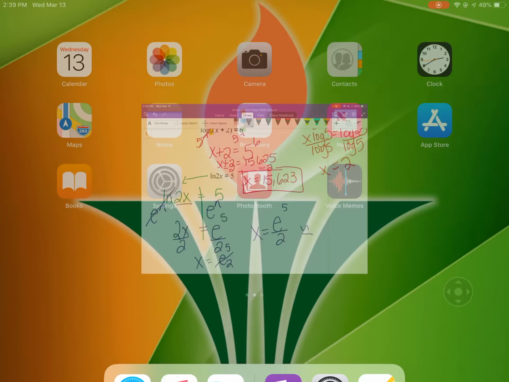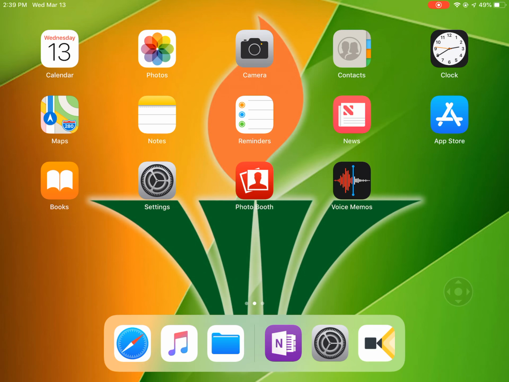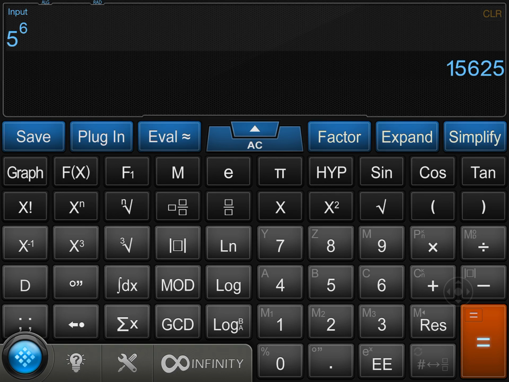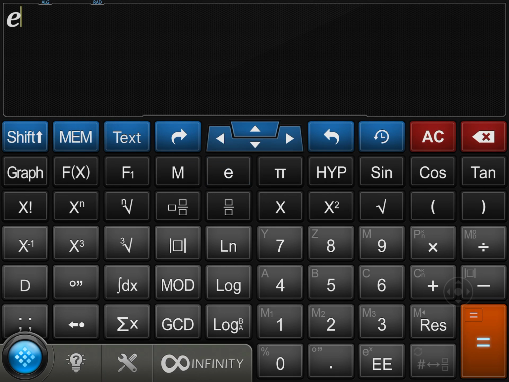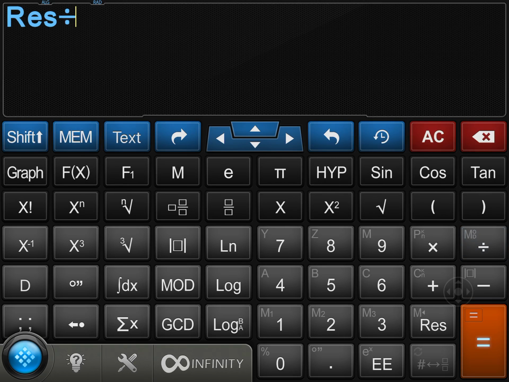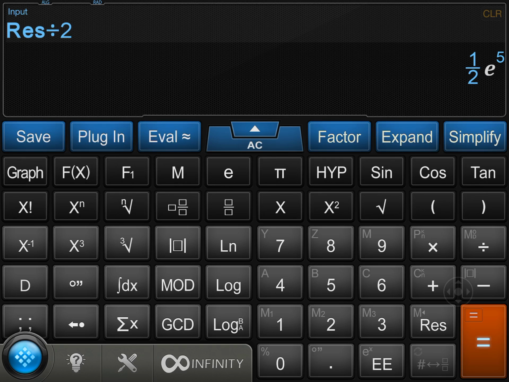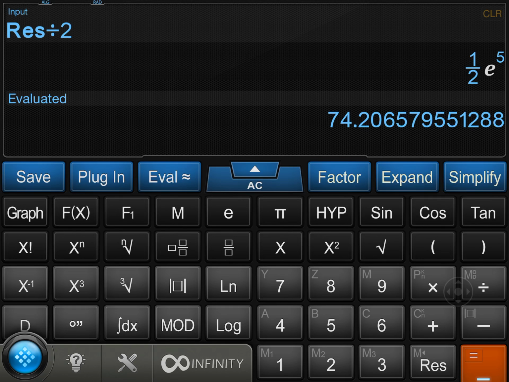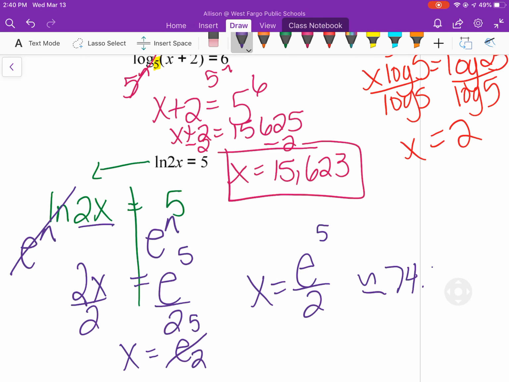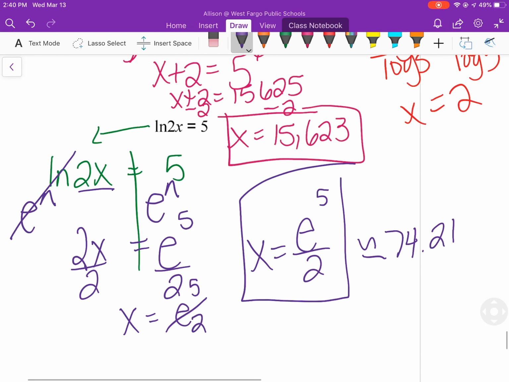I can approximate that using a calculator. I could say that e to the 5th power, divide that by 2, is approximately 74.21. So 74.21. But this is the answer I want, the exact answer there.